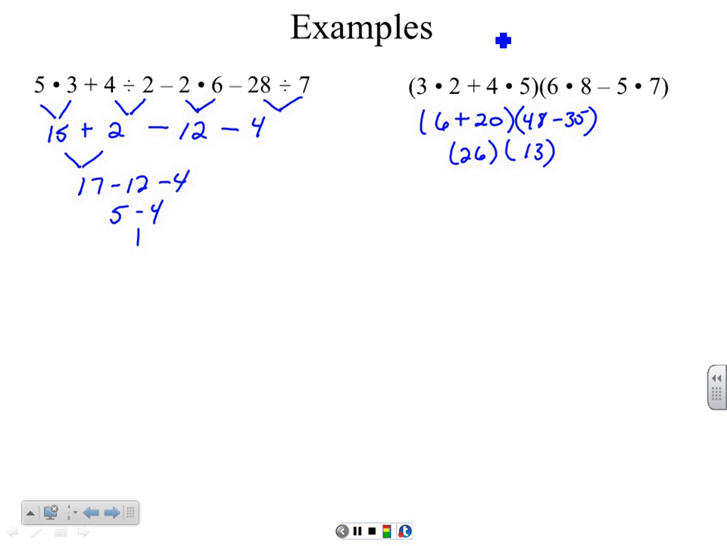And we have the same that we had a while ago, which is going to be multiplication. So we have 13 times 26, which is going to be 338.